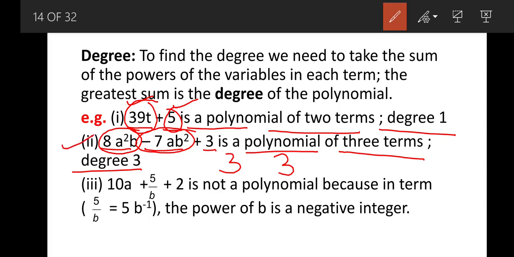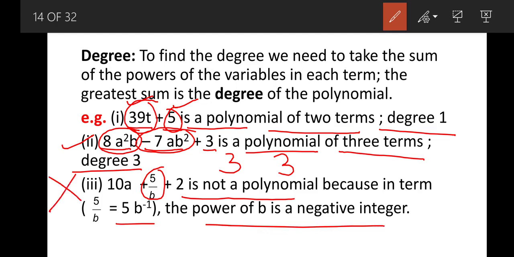Now let us see third example. It is 10a plus 5 over b plus 2. It is not a polynomial. Why? Because in this second term, it can be written as 5b raised to the power minus 1, and the power of b is a negative integer, so it is not a polynomial. Rest two examples are polynomials, and this third one is not a polynomial.